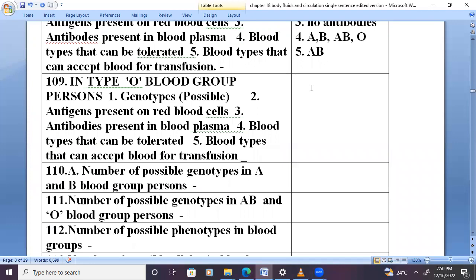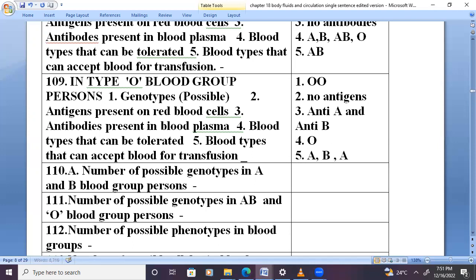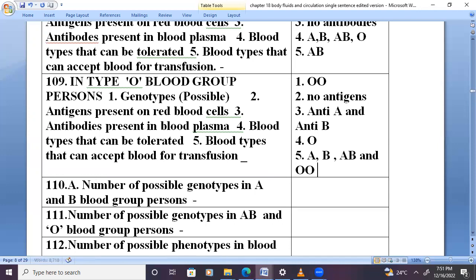In type O blood group, genotype homozygous O, antigen present in the red blood cells: no antigens, and antibodies present in the blood plasma: anti-A and anti-B. Blood type that can be tolerated: only O. It is the universal donor. It can give blood for transfusion to A, B, AB and O.